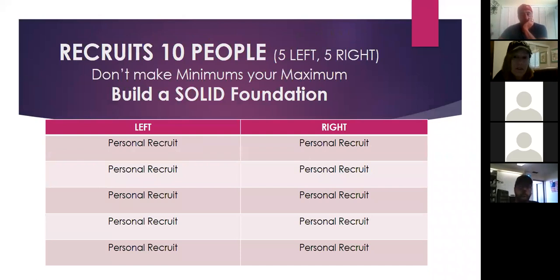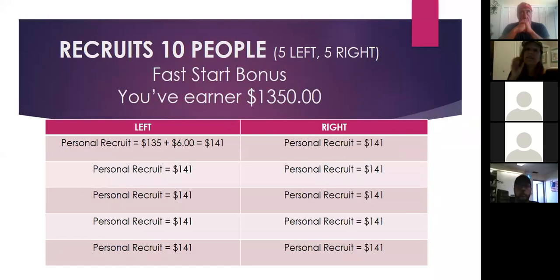So to build a solid foundation, we talked about this. You want to sponsor 5 people on your right leg and 5 people personally on your left leg. Now when you do that, in fast start bonuses, you're really making $141 per person, because if everybody gets the loyalty, it's $135 plus 6, that's $141. 5 on your right, 5 on your left. So 141 times 10 is $1,410 total. I got to change that.